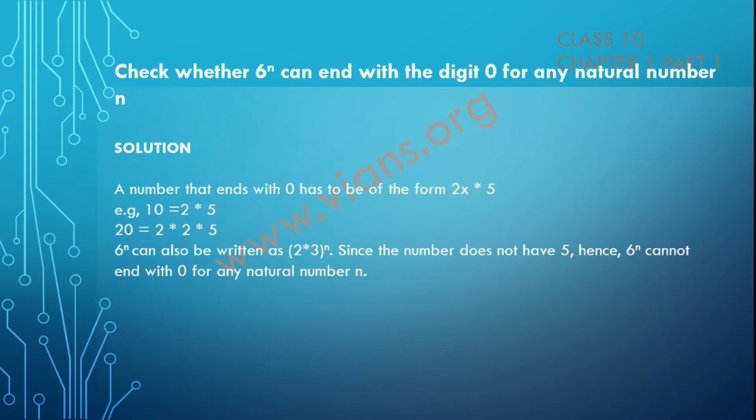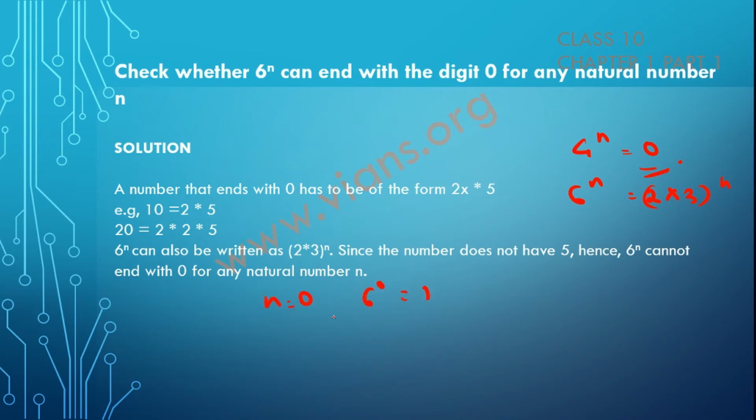Again, this is pretty similar to our 4 raised to n. Check whether 6 raised to n can end with the digit 0 for any natural number. Basically 6 raised to n is nothing but 2 into 3 raised to n, and for it to end with 0, it has to have 5 in it in some way. Since it does not have 5, what would happen is you would have 6.